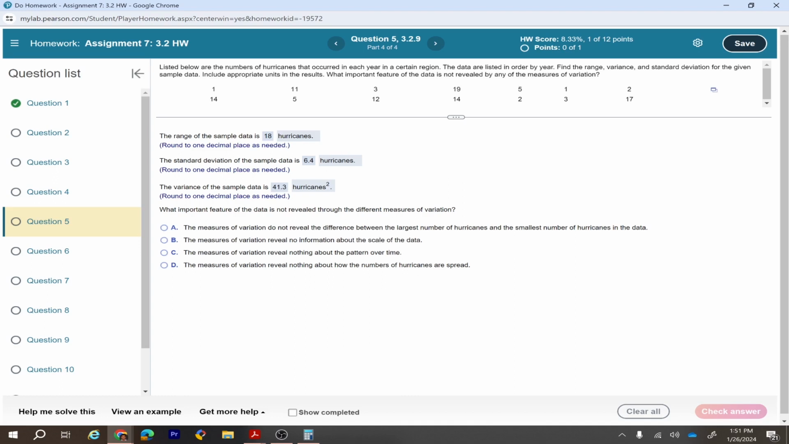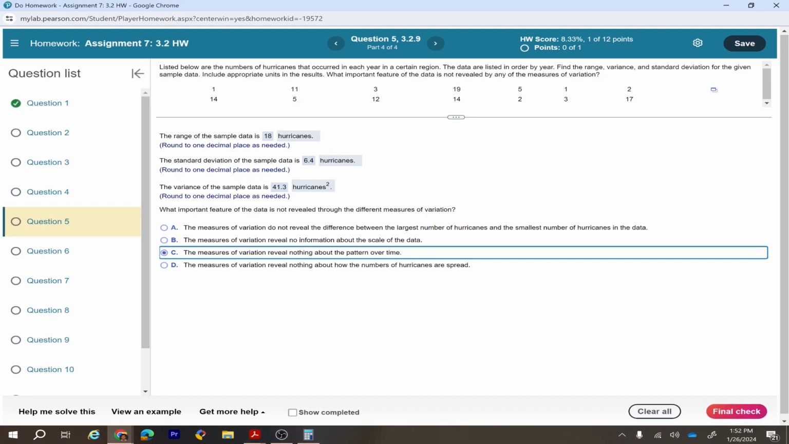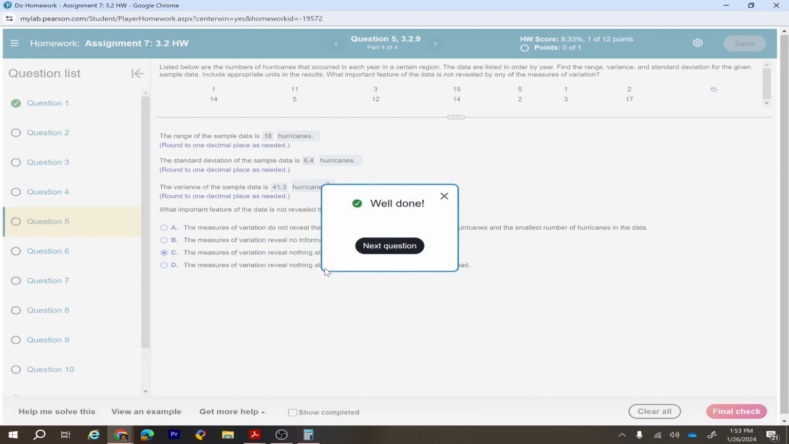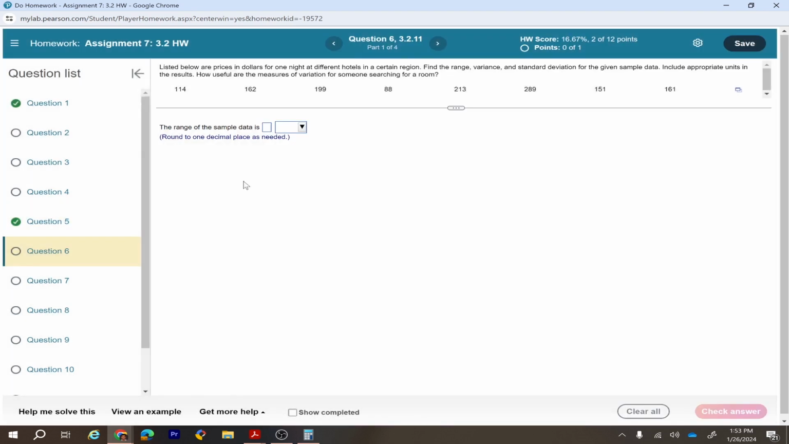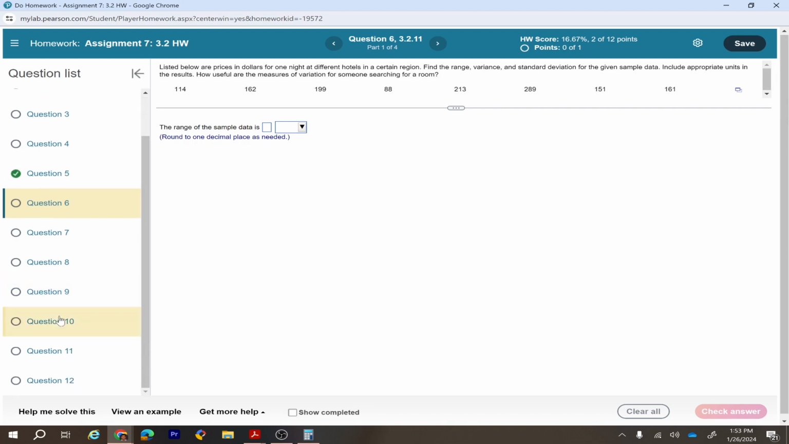But this is the most important thing to focus on: what important feature of the data is not revealed through the measures of variation? The measures of variation reveal nothing about the pattern over time. What is the pattern over time? This is not revealed. Other than that, everything else can be seen in the data. Let's go to the next problem.